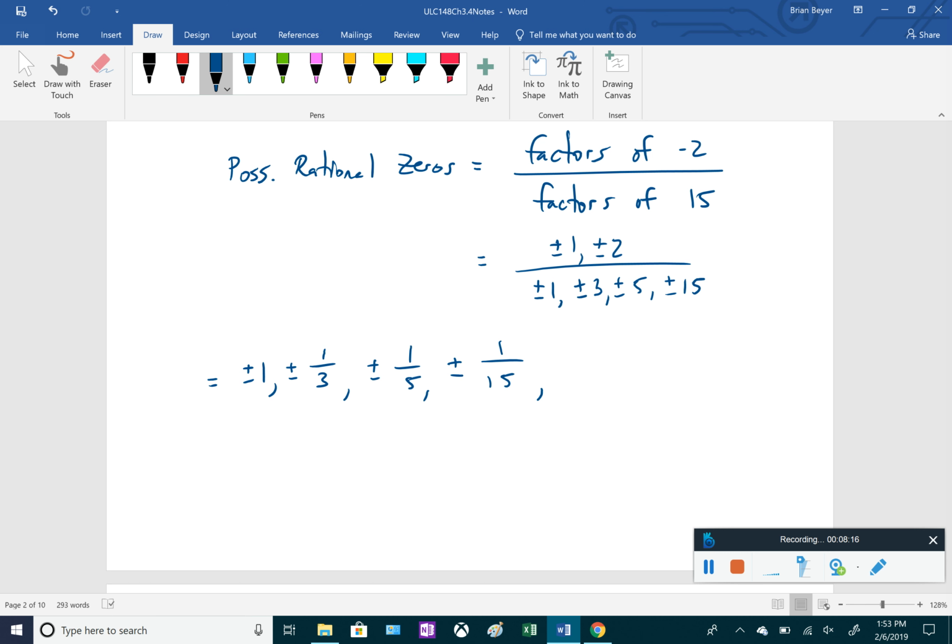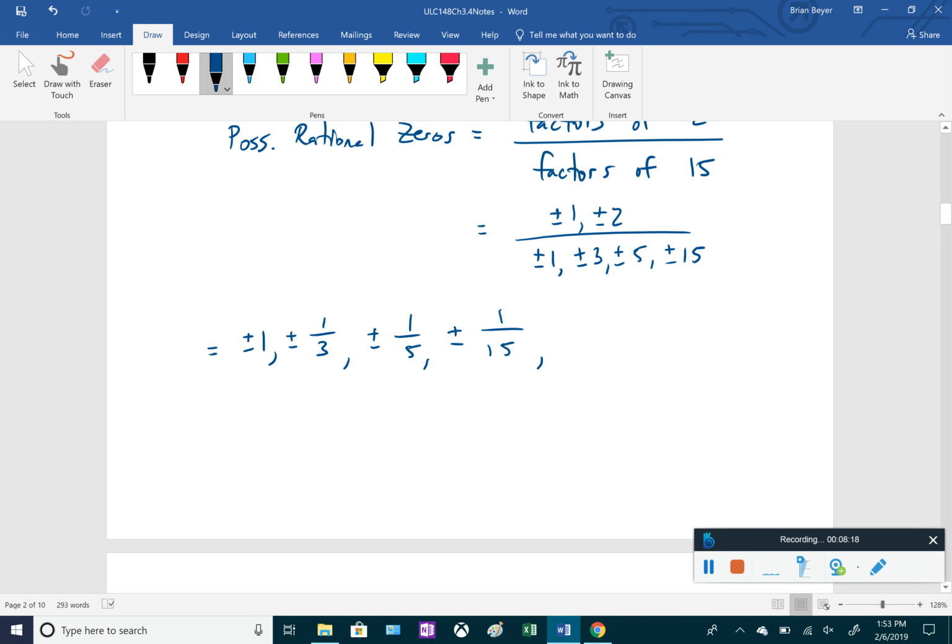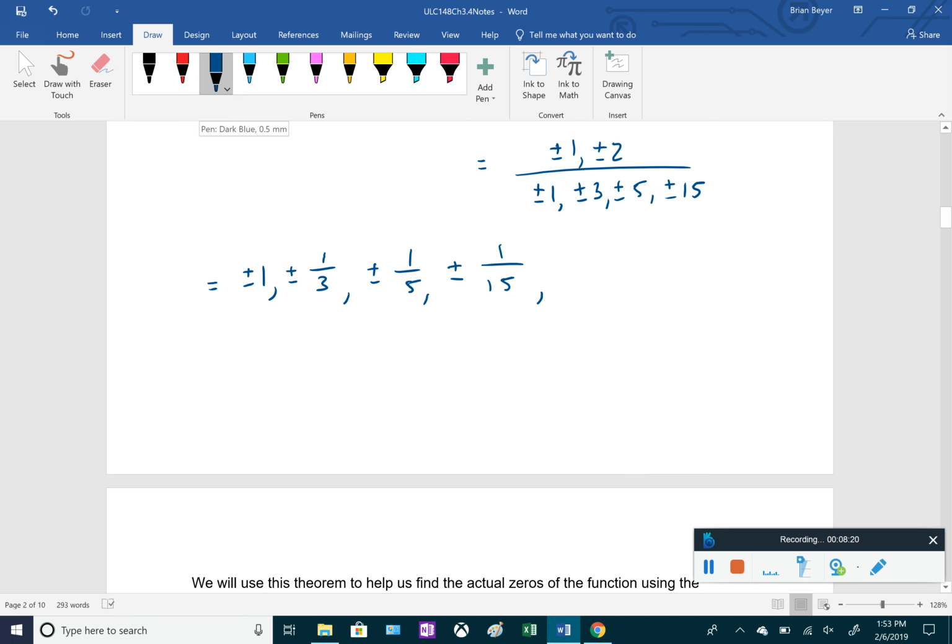And now next, I'm going to go to the 2 in the numerator and give that every option in the denominator. So I'll do 2 over 1, which will be plus or minus 2. 2 over 3, plus or minus 2 over 3. 2 over 5, plus or minus 2 over 5. 2 over 15, which is plus or minus 2 over 15. So that's a lot of them, but those are all of the possible rational zeros for this function based on this test.